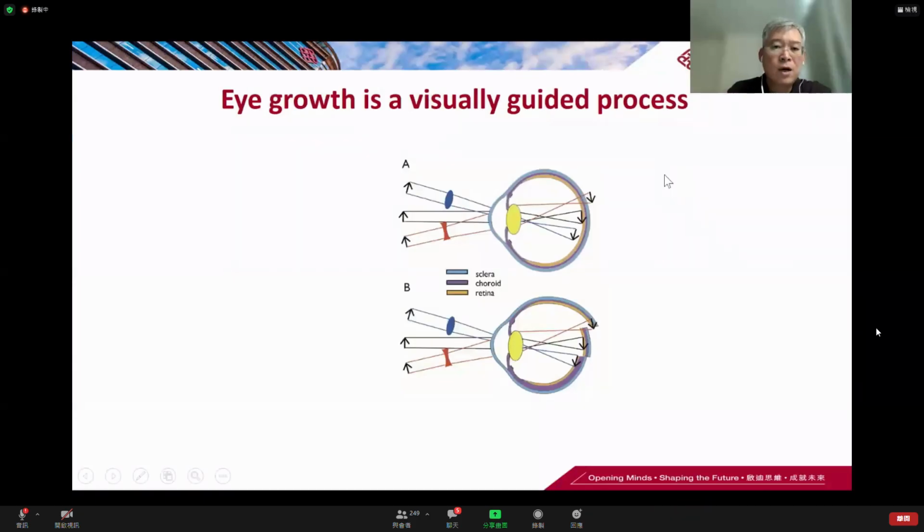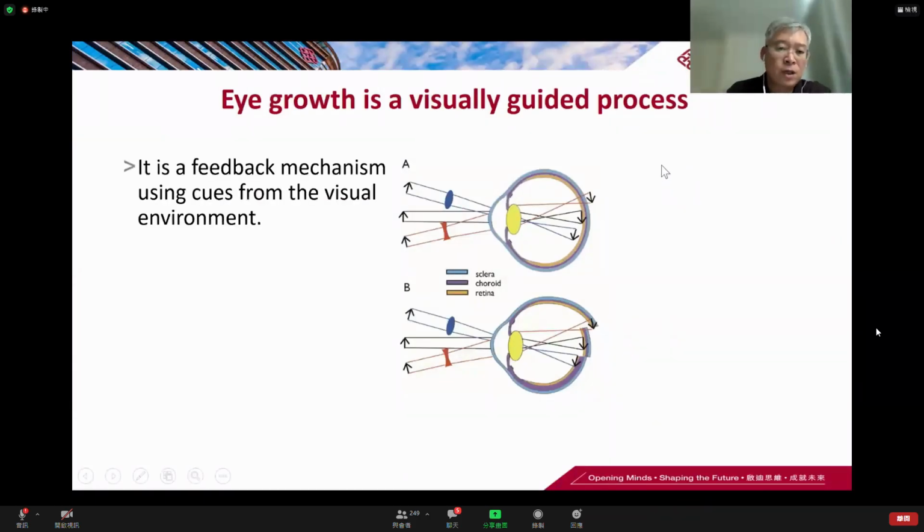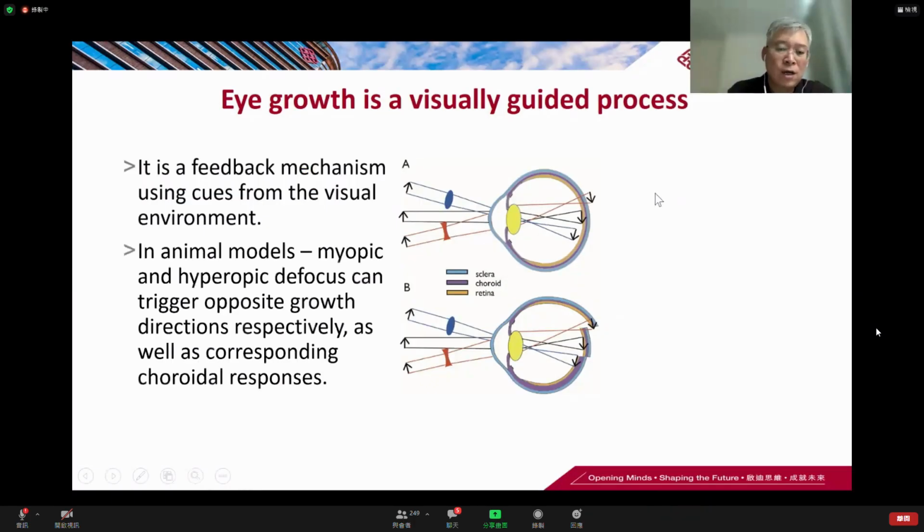We know eye growth is a visually guided process, and it requires feedback from the external environment, and somehow the retina can receive these visual cues and decide which direction to grow. In particular, in animal models, we know that optical defocus can drive different directions of eye growth. Myopic defocus can slow down eye growth, whereas hyperopic defocus can accelerate eye growth.